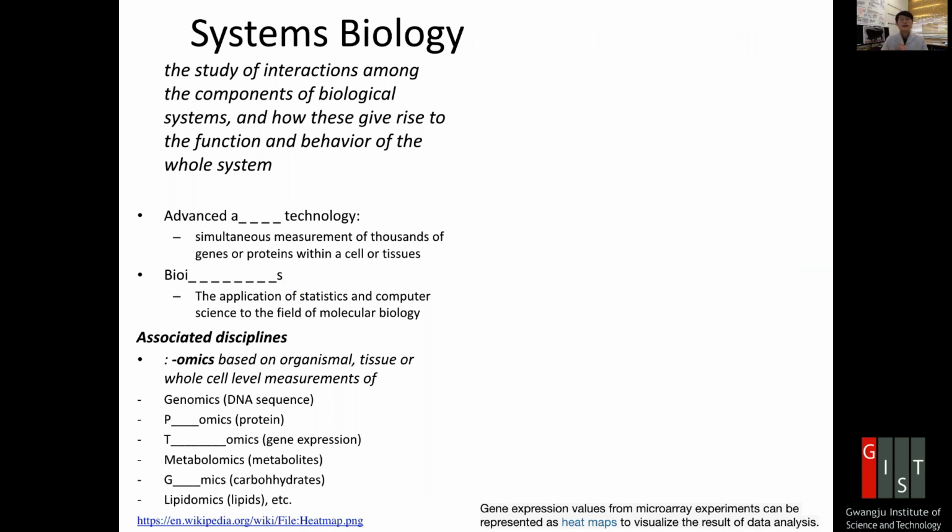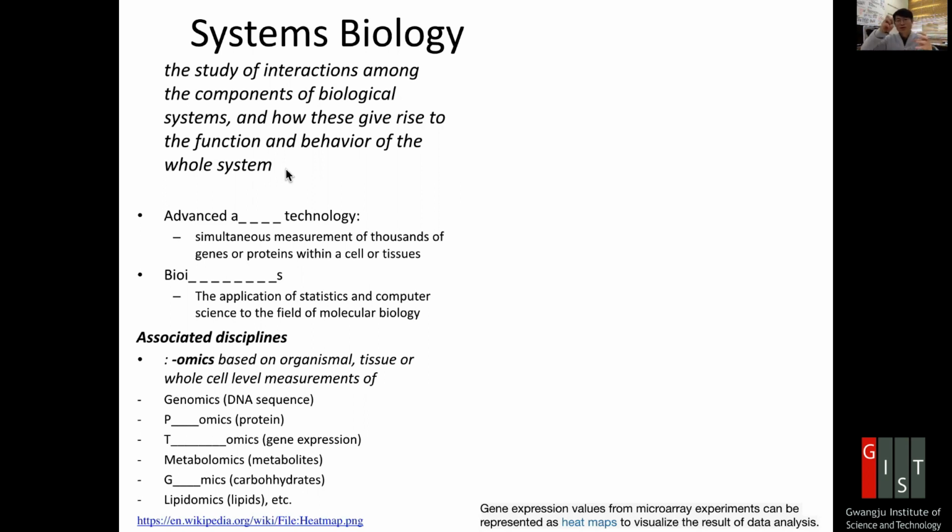Now, let's discuss more modern systems biology. Systems biology means the study of interactions among the components of biological systems and how these give rise to the function and behavior of the whole system. So systems biology requires more of a quantitative, mathematical, or computational approach. And this is a more holistic approach than the reductionist biology approach of maybe decades ago.